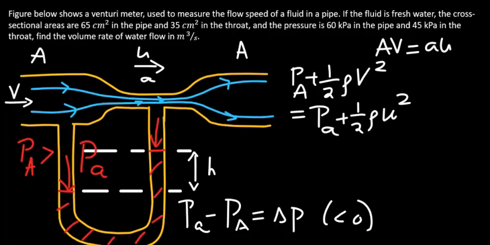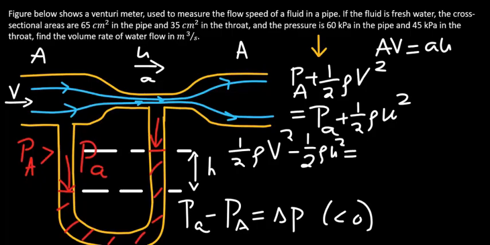First, we are going to arrive at an expression for capital V in terms of all the other variables, and then use that to solve the problem. Let's rearrange this Bernoulli's equation a little bit. You have half rho V squared minus half rho U squared equals P little a minus P capital A, which we know to be delta P. So you can write that as delta P.